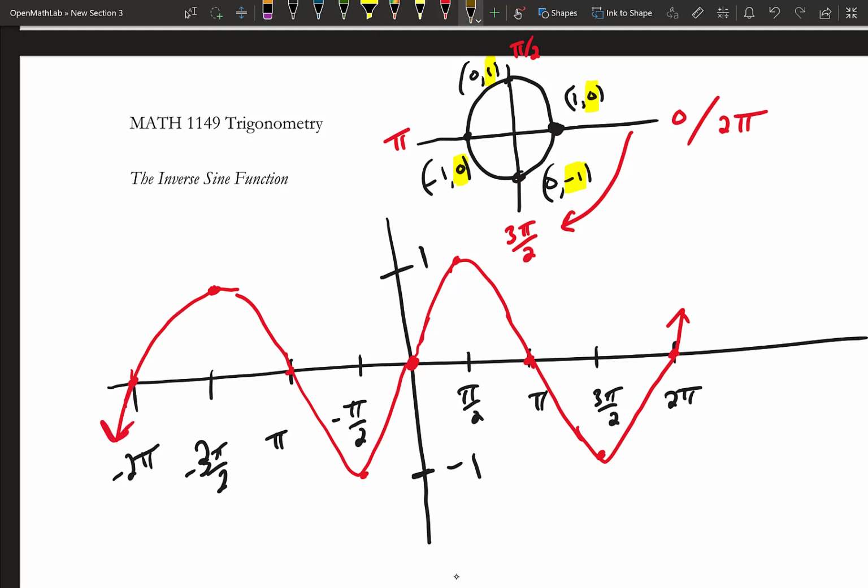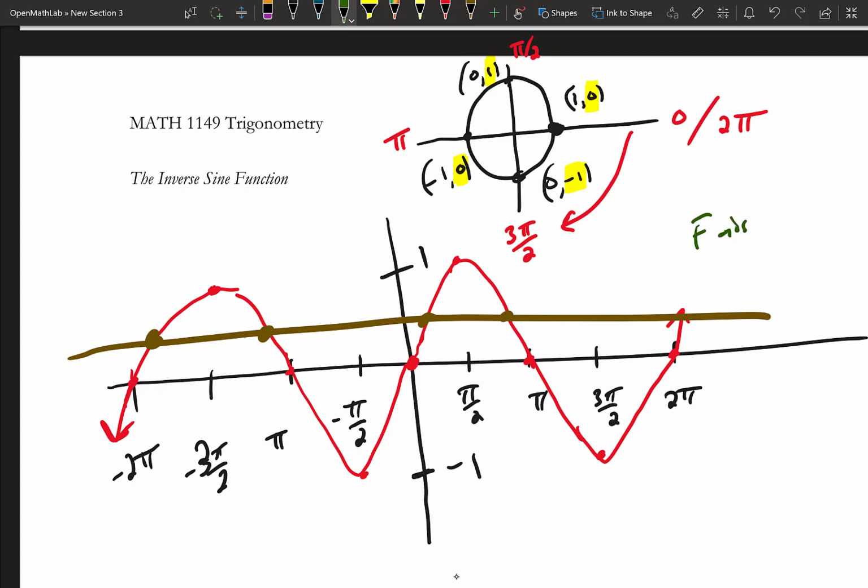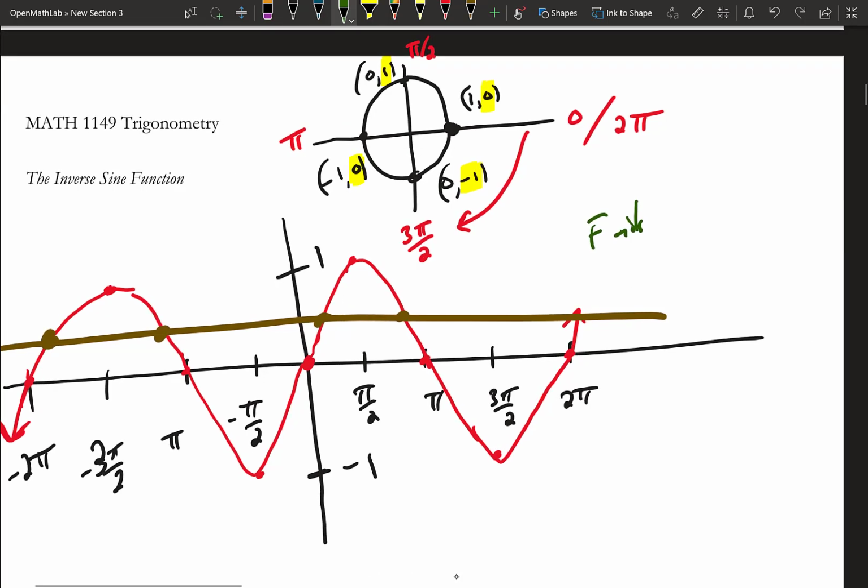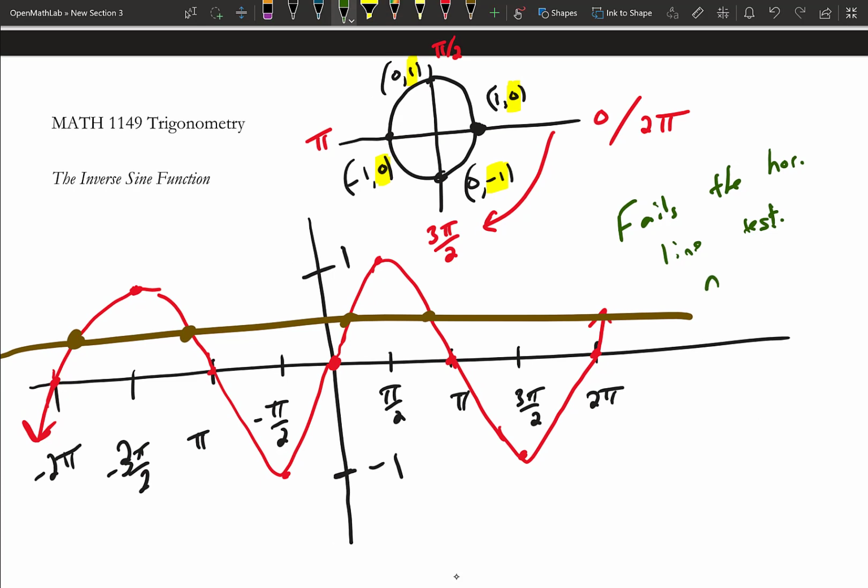And it's real apparent, right? If I draw a horizontal line through here, it's going to fail the vertical line test. So it fails. I think I said vertical line, so I meant to say horizontal line. Sorry about that. So it fails the horizontal line test, where this is f of x equals sine of x. So in other words, f of x equals sine of x is not 1-to-1.